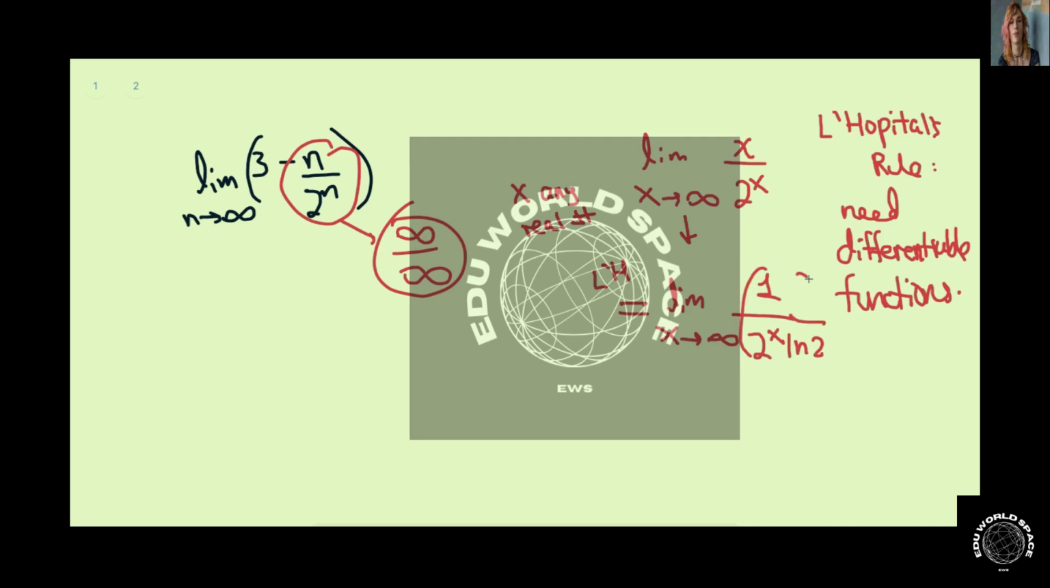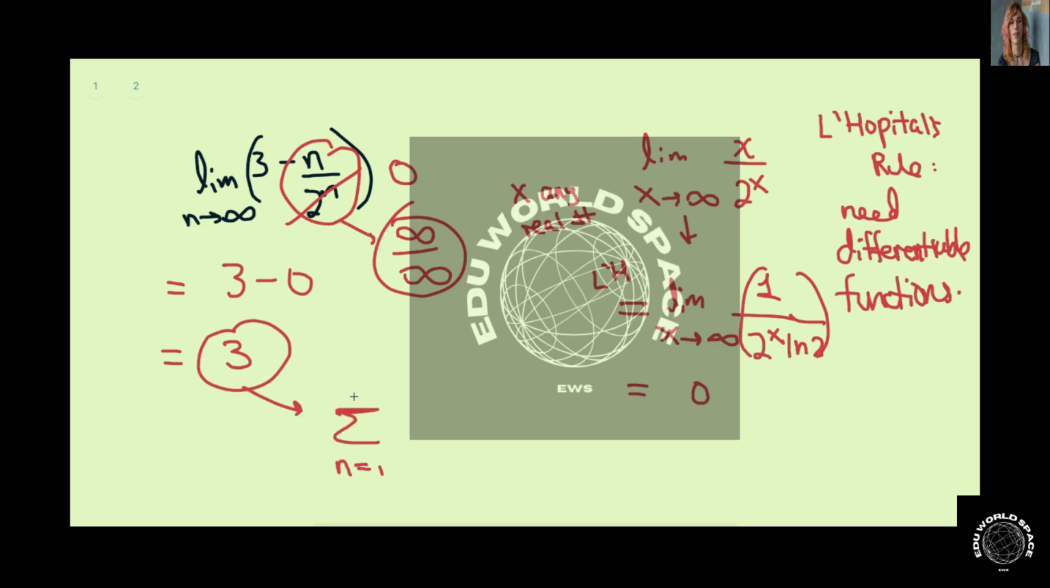As I take the limit here, I get 1 over infinity. ln 2 is just a positive number, so this is just 0. That tells us in the limit that n over 2 to the n goes to 0. And the final answer in the limit is 3 minus 0 equals 3. That was our formula for the entire sum of the series from 1 to infinity of a_n, and that's our final answer.